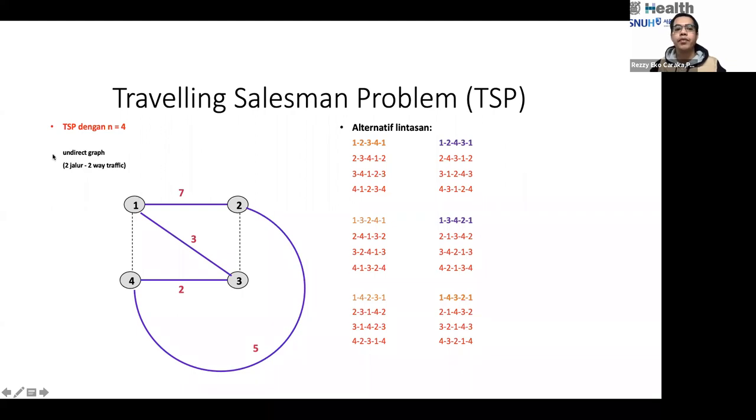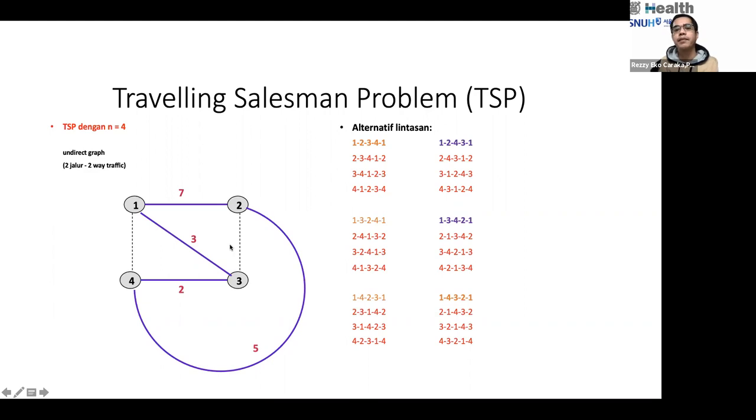So this is an example from the indirect graph. For example, maybe the route from 4 to 1 also has traffic, a car accident, or another disaster. Or, for the location of 1, maybe there is a flood or another tragedy. So we also have to find an alternative way.